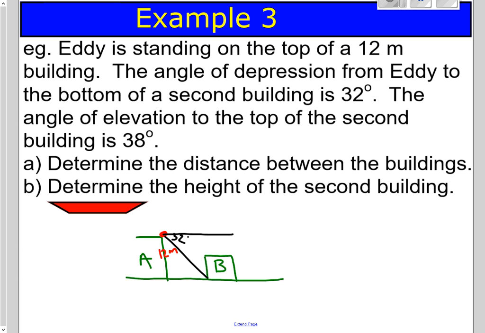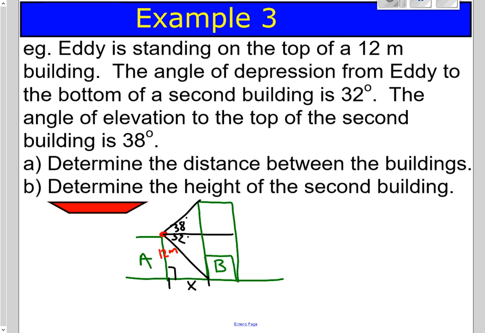The angle of elevation to the top of the second building, whoops, I drew this one wrong because it's Eddie and it's an angle of elevation. So that means building B must look something like that. The angle to the top of the building is 38 degrees because he looked up. That means that building must be higher if he's looking up. Okay, determine the distance between the two buildings. So what I'm looking for is the distance between A and B, which is right there.